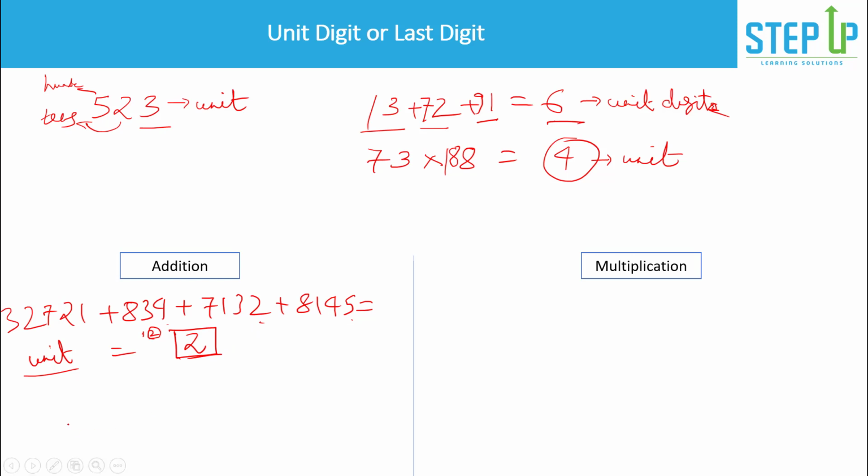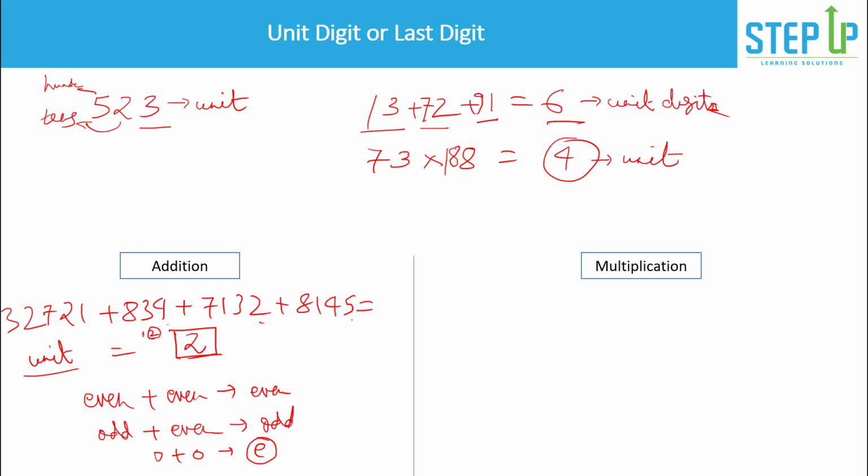Also, in our previous video, we had also learned if you have an even number plus even number, your sum comes even, right? Similarly, if you have an odd plus even, you get an odd number. If you have an odd plus odd, that becomes an even number, right? Properties like this also are helpful in questions on unit digit. Okay, let's look at multiplication now.